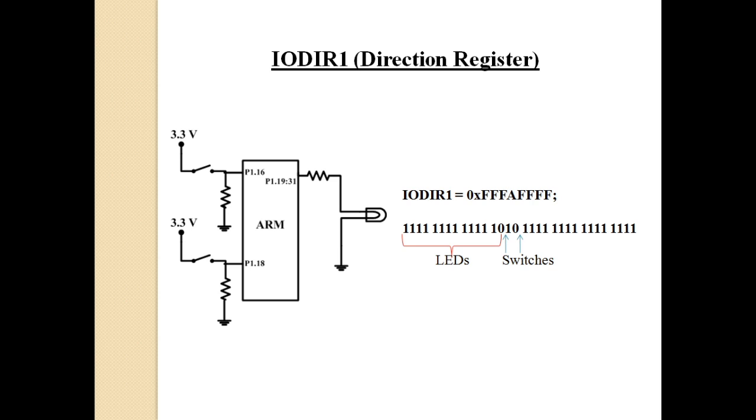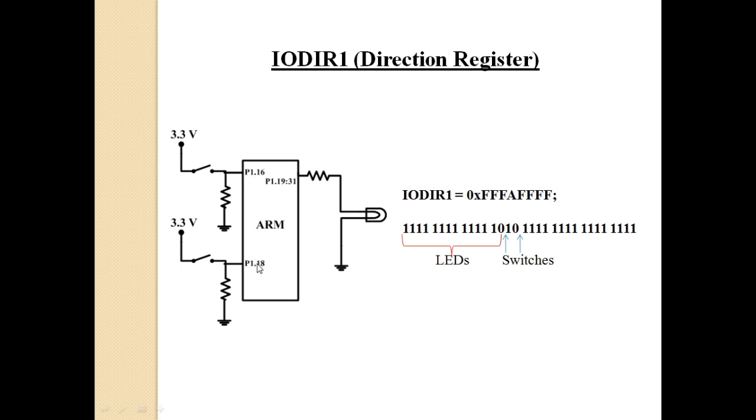Similarly, we will take another example. This is not related to our experiment, it is only another example. So let us take your LPC2148. I am connecting two switches at P1.16 and P1.18. I am connecting LEDs from P1.19 to 31. So how will you configure the direction of this?